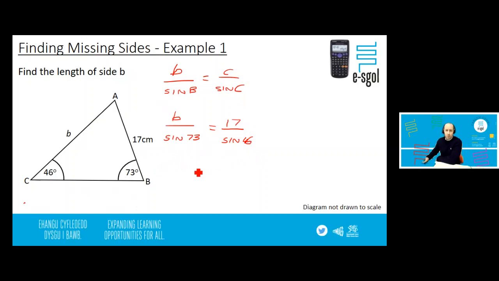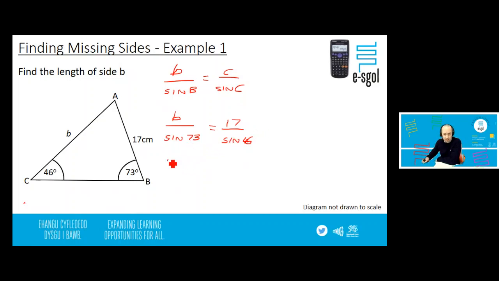Now, like any sort of problem I'm solving in maths, whether it's an equation or a lot of trigonometry questions, I'm trying to get B on its own. So to find the value of B, I've got to try to get it on its own. But at the moment, it's divided by the sine of 73, which I don't want. So what I'm actually going to do is multiply both sides by the sine of 73. Maybe easier for you to remember that the sine of 73 moves diagonally upwards. That's the way some people teach it.